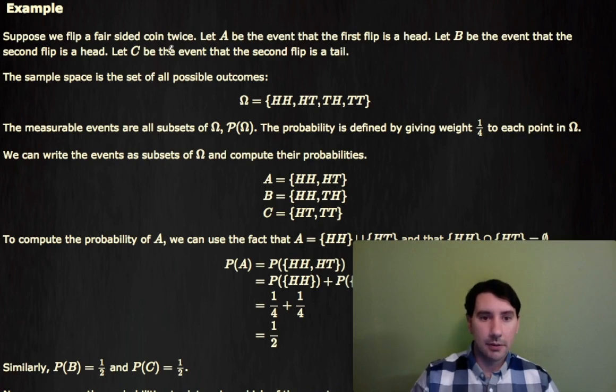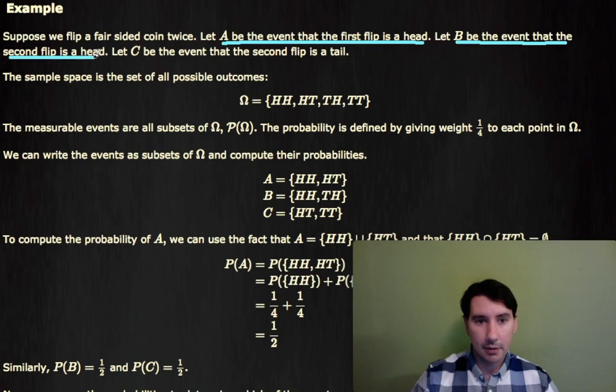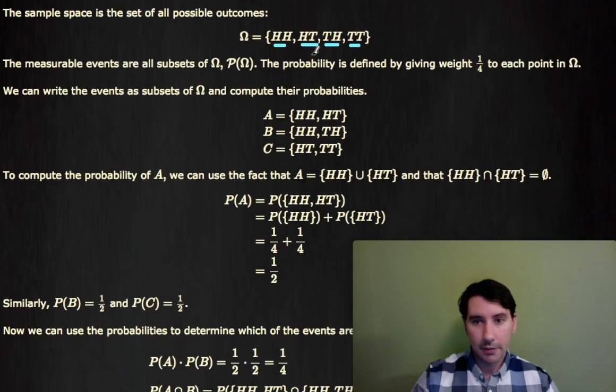So let's say we flip a fair coin twice, and A is the event that the first flip is a head, B is the event that the second flip is a head, and C is the event that the second flip is a tail. So the sample space of all possible outcomes of two flips is heads heads, heads tails, tails heads, or tails tails. And each point would have probability 1/4 because each outcome is equally likely.